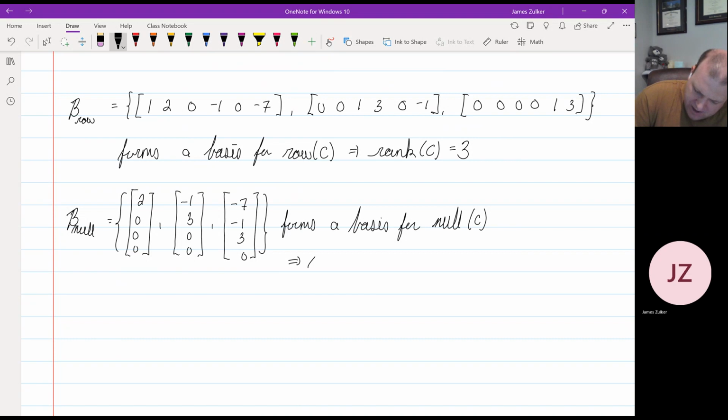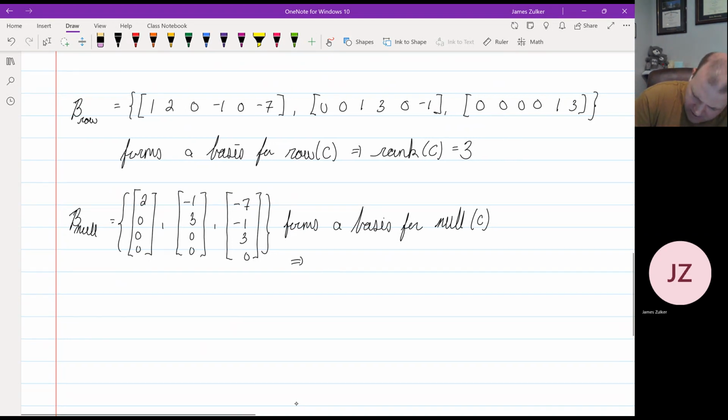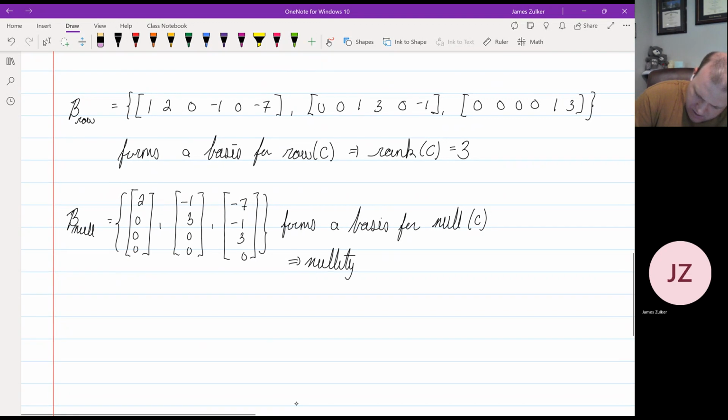Well, the nullity of a matrix is the dimension of its null space. So our null space has dimension 3, and hence the nullity of this matrix is 3.